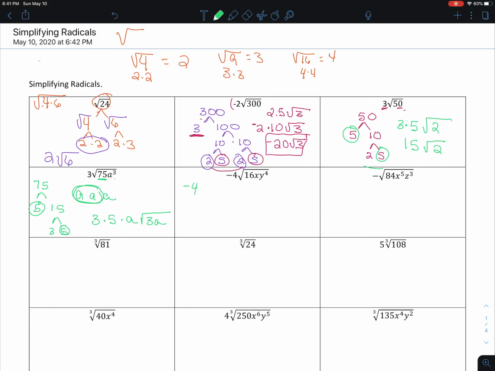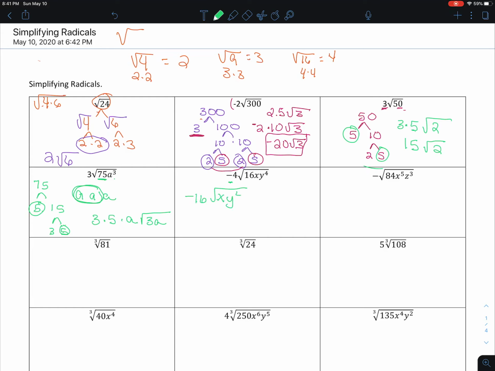So we have -4. I'm sorry, I don't know why I wrote that -4, but it's out there, and now we have to do 16. Well, you may already notice that 16 is a perfect square. The square root of 16 is 4. So when I take the square root of 16 and multiply times the -4 that's already out there, I get -16.